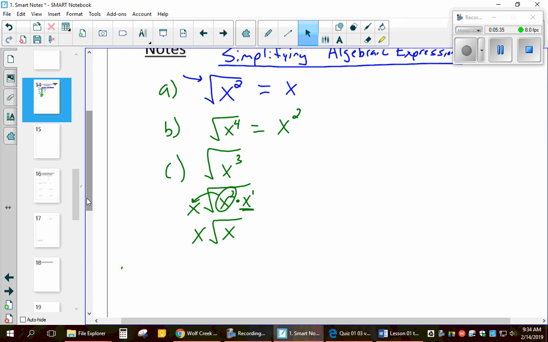Okay. So let's do another one of those. We'll go square root of x to the 7.